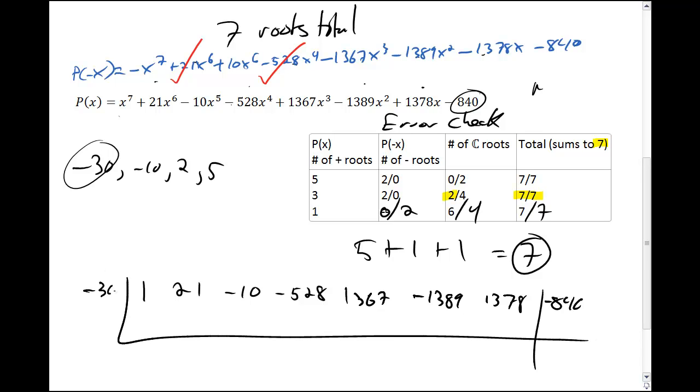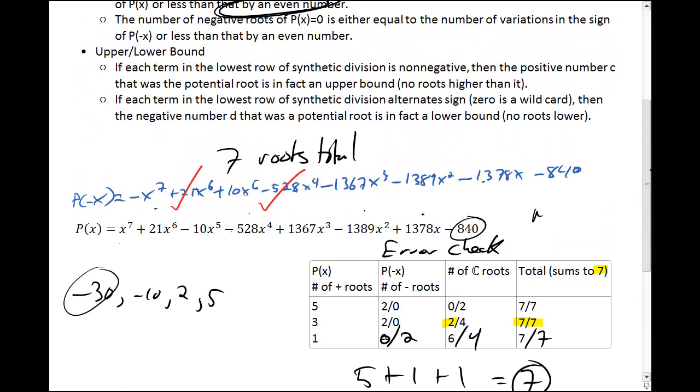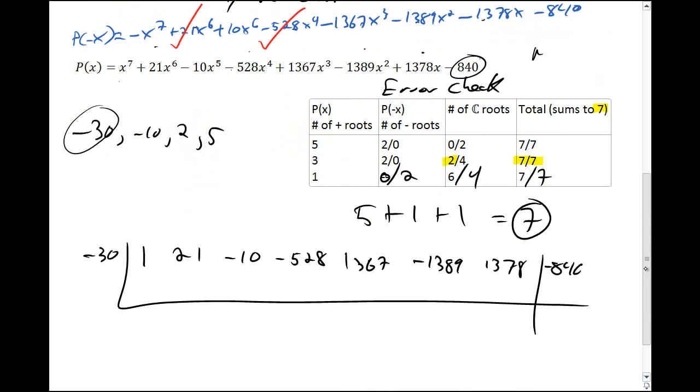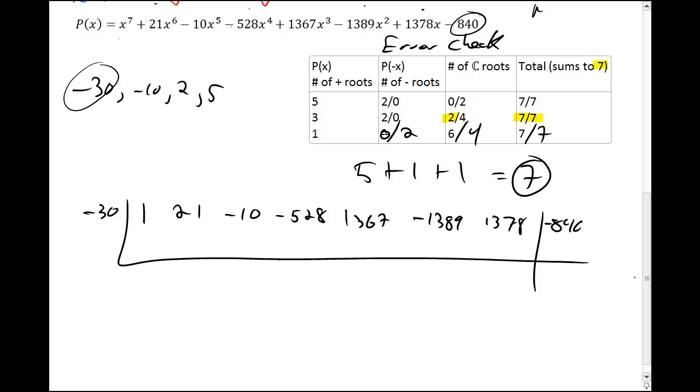Let's try negative 30 first. Now here's the deal. Since I'm trying to divide by something that was a negative number, we're talking about the second piece of upper and lower bound, and if I have alternating signs, then we're going to know that negative 30 is in fact a lower bound. So let's try it out.